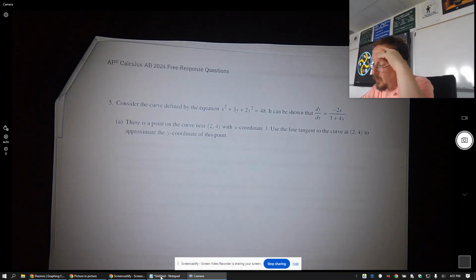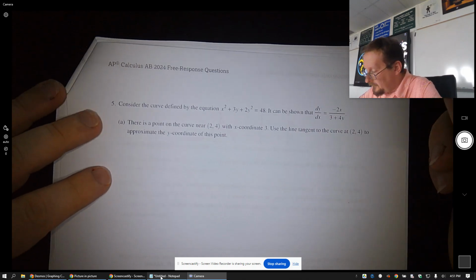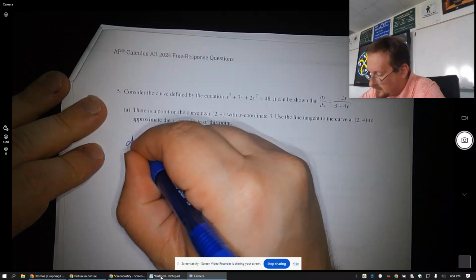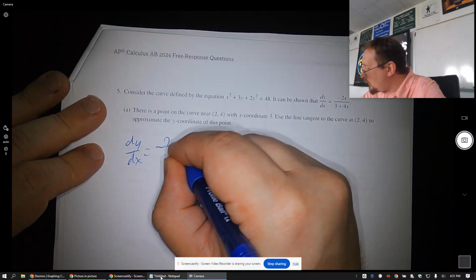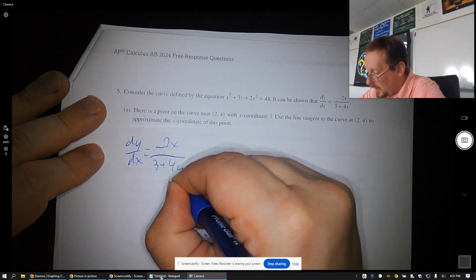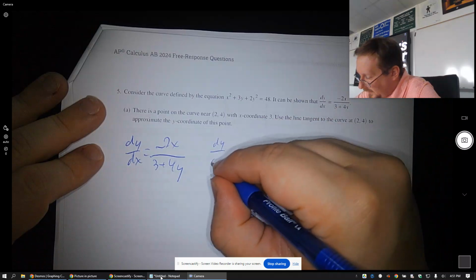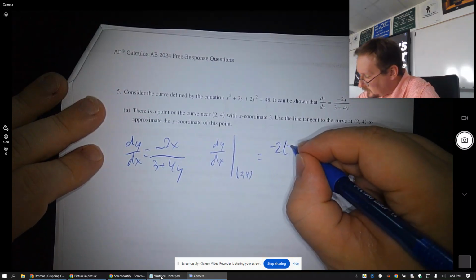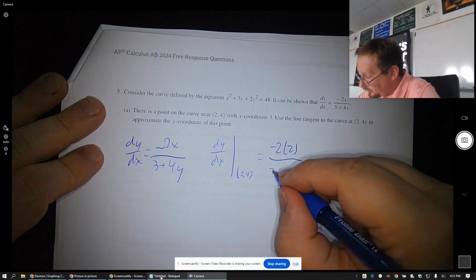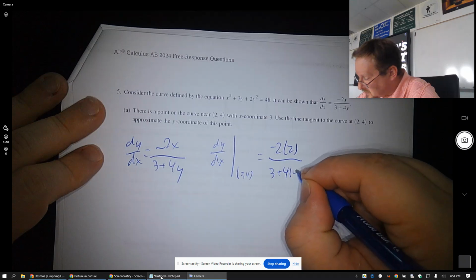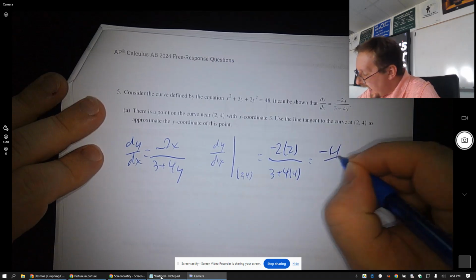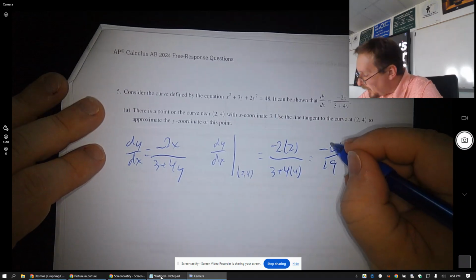Okay, so first of all, here's what I'm going to do. I'm going to take dy dx, which is negative 2x over 3 plus 4y. And I'm going to say, what is dy dx at the point 2, 4? So that's negative 2 times 2, because that's the x coordinate, over 3 plus 4y, which is 4. And I'm not allowed a calculator. And this has 19 in the denominator.